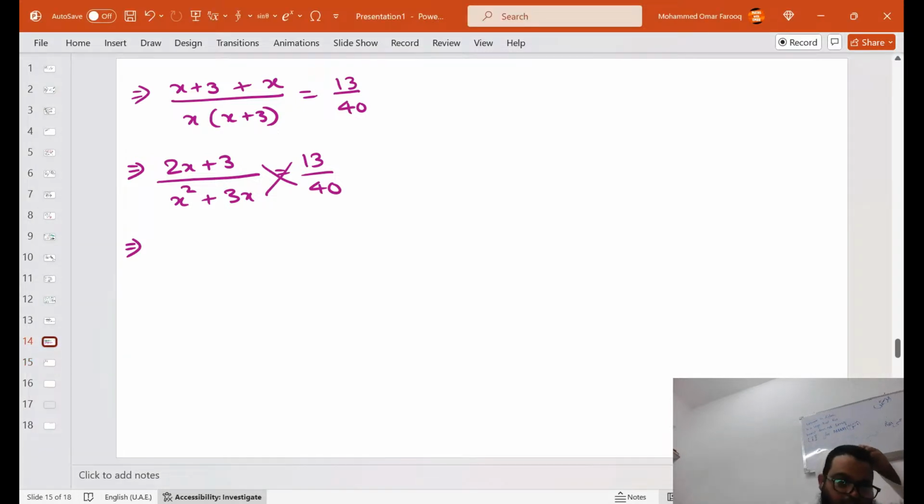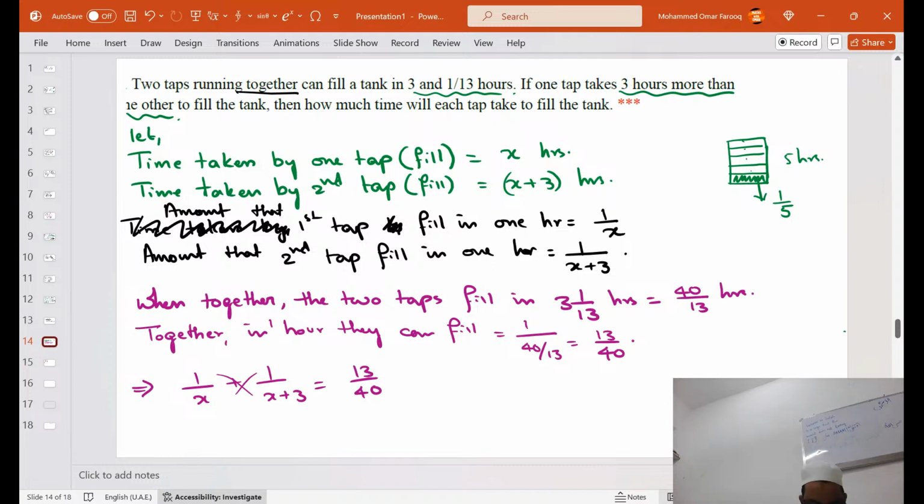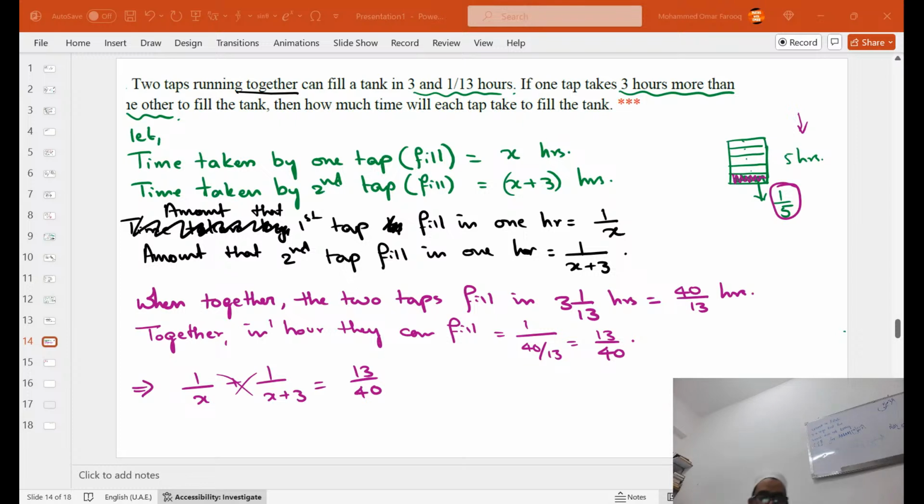See, time taken by one tap is equal to x, right? So time taken by the second tap is equal to x plus 3, because it has been given that it takes 3 hours more than the other. Now see, the first tap can fill in, let us say, 5 hours. So what part of the tank can it fill in 1 hour? It will be 1 by 5 in 1 hour. In the same way, the first tap can fill 1 by x in 1 hour. The amount that the second tap can fill in 1 hour is equal to 1 by x plus 3.